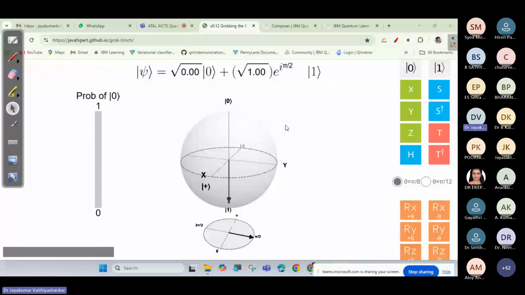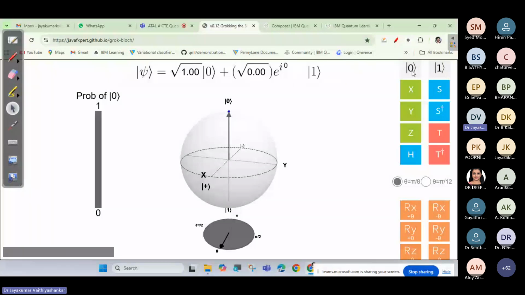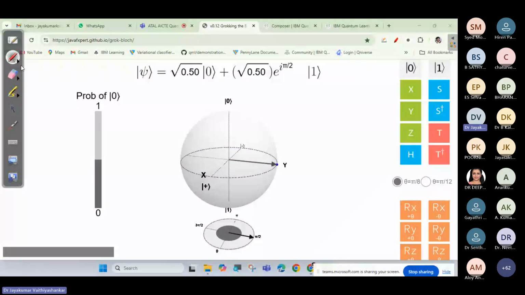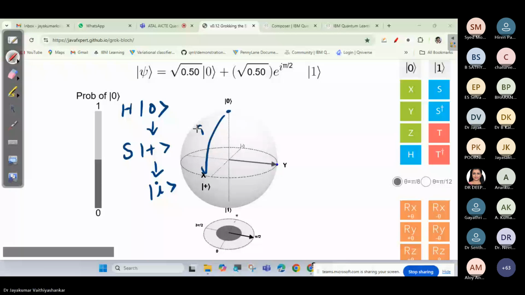Okay. To understand that, click 0, apply Hadamard gate, then apply S gate. So I will write the equation. Click state 0, apply Hadamard gate. It will come to the positive state. From positive, if you apply S gate, it will come to the Y axis, the I state. So starting from here, it will come over here. This is rotation 1. From the positive state, if you apply S gate, it will go to the I state. This is the operation.